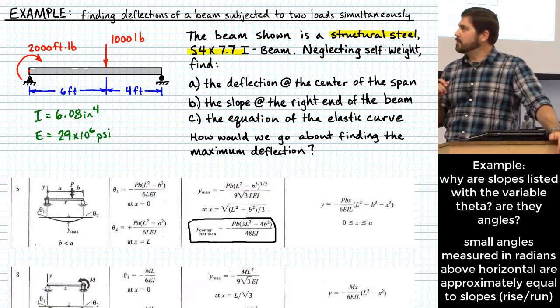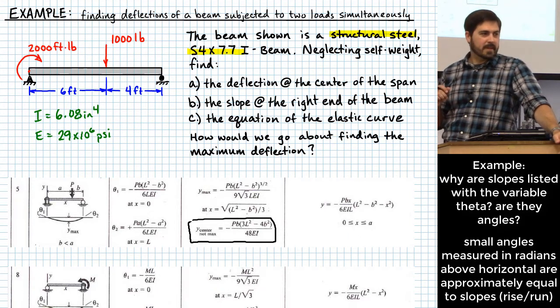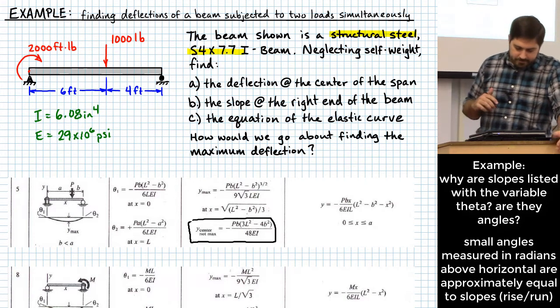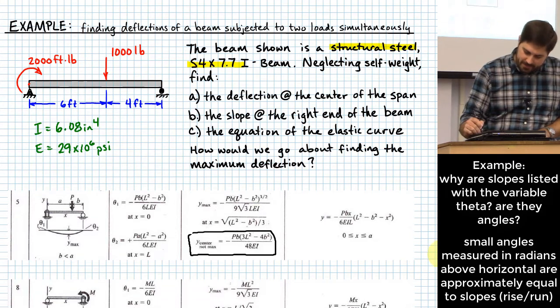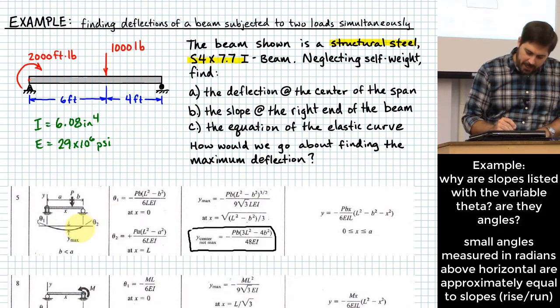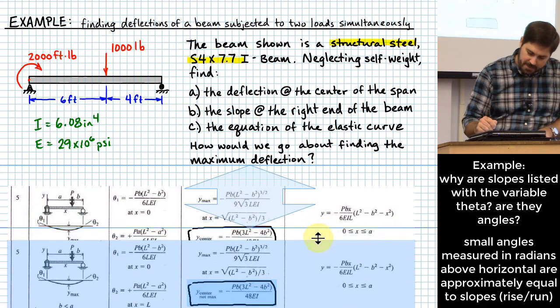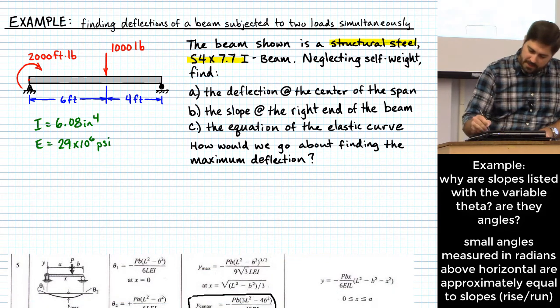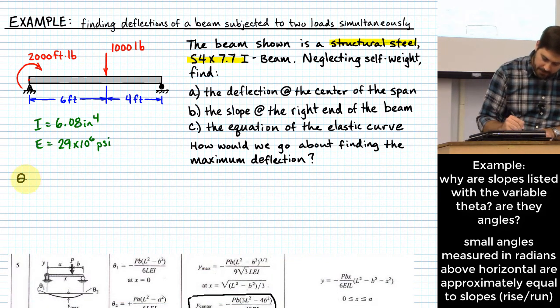Part B, the slope at the right end of the beam. Okay? So, this one might end up being a little trickier, believe it or not. Here's what I mean by that. We can go ahead and get the slope at the right end of the beam for case 5. That's not too bad. Actually, I tell you what, for this next one, I'm going to slide all this down and work it up here because I think that will be a little bit easier. Okay? So we're going to find the slope.